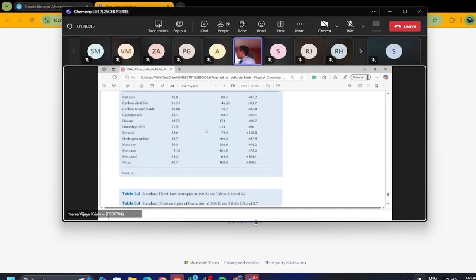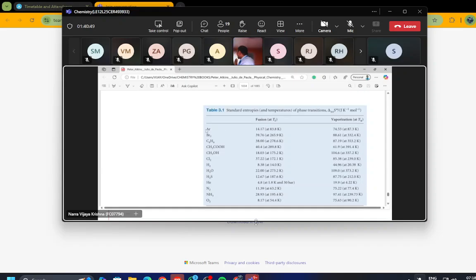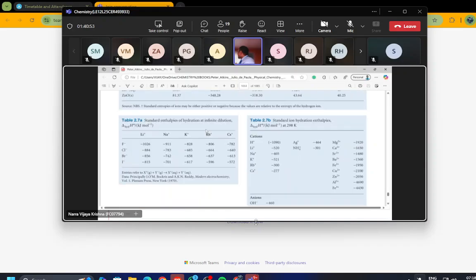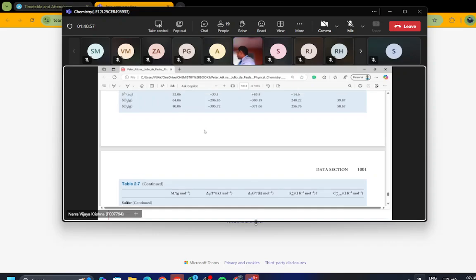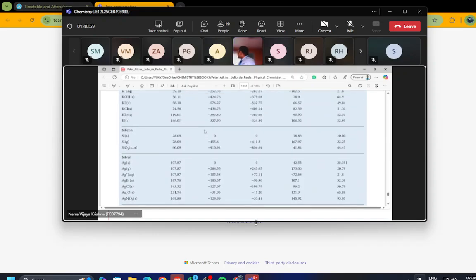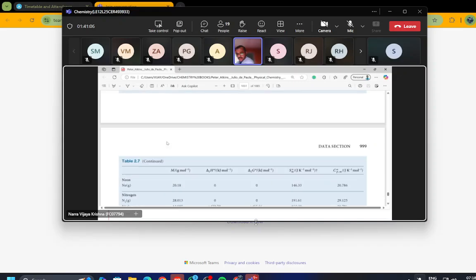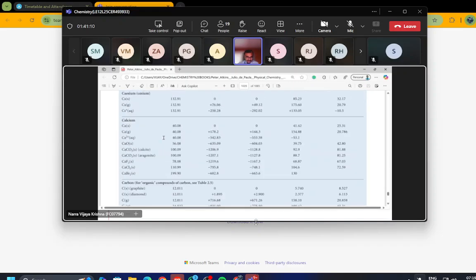These are all normal boiling points, sir. Right? Means we are close to the data. Entropies, Joule-Thomson expansion coefficient. Maybe they have not given it. Enthalpy, Gibbs free energies, heat capacities. Okay. So much data they have given, but what we require they have not given.